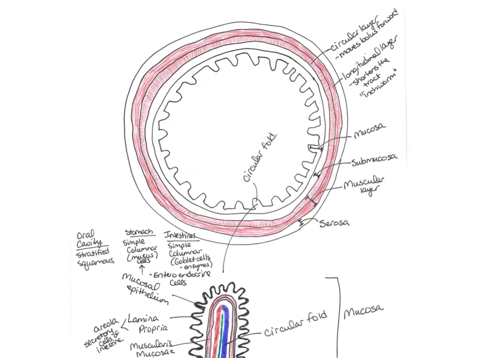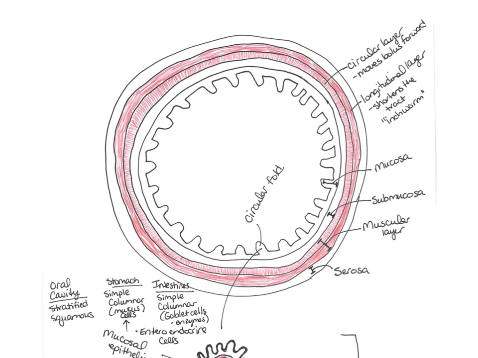Okay, so there are four layers of the GI tract. The innermost layer is called the mucosal layer, and then we have the submucosal layer, which is the next layer. The picture shows this innermost part here, that's the mucosal layer, and the next more superficial one is the submucosal layer. Then we have the muscular layer, which is made up of two layers of muscles. Then we have the serosa, which is the outermost layer.